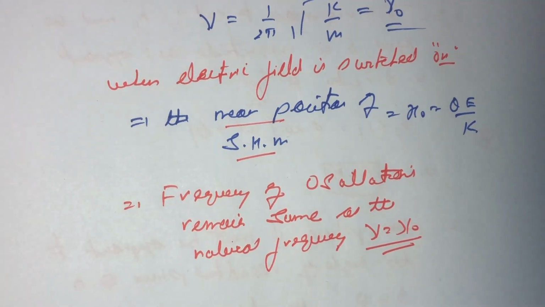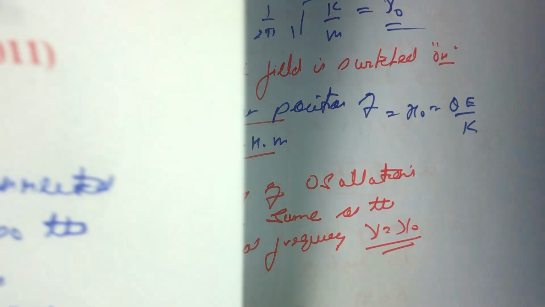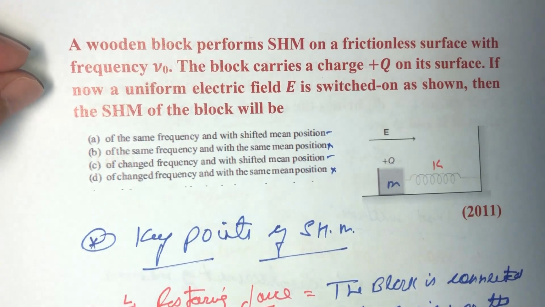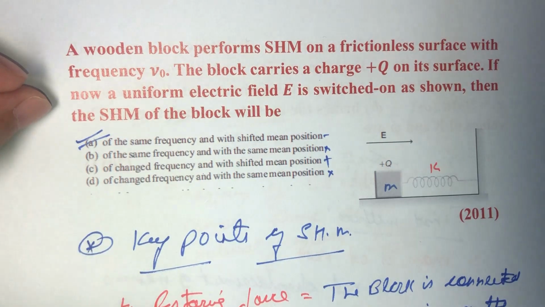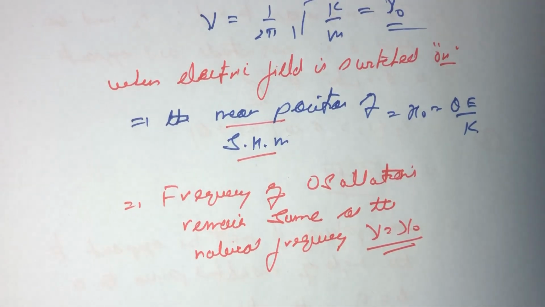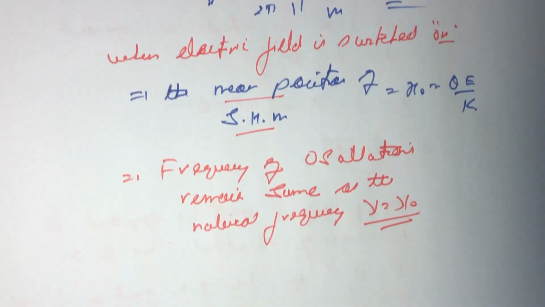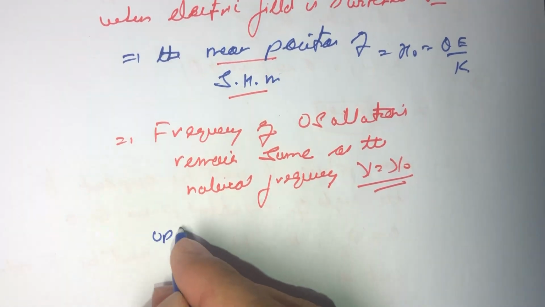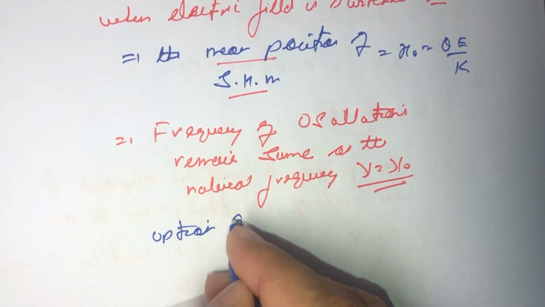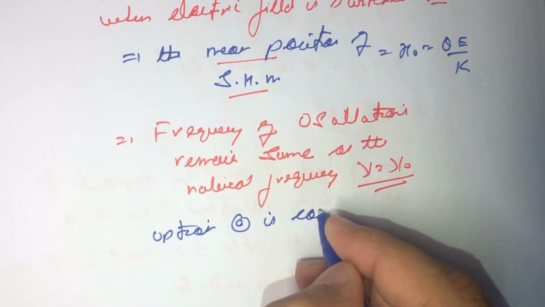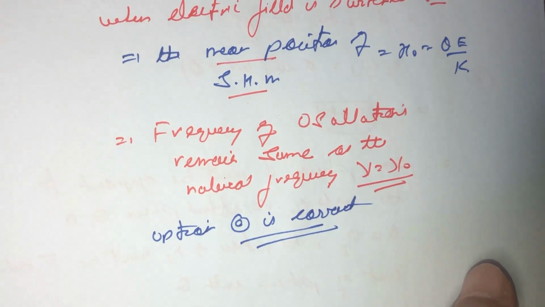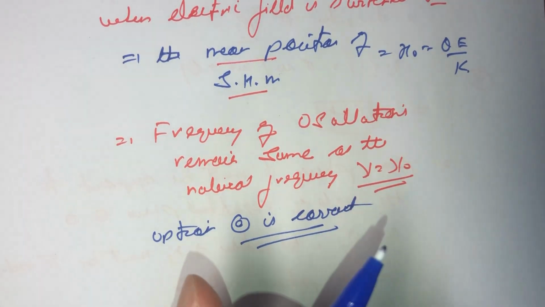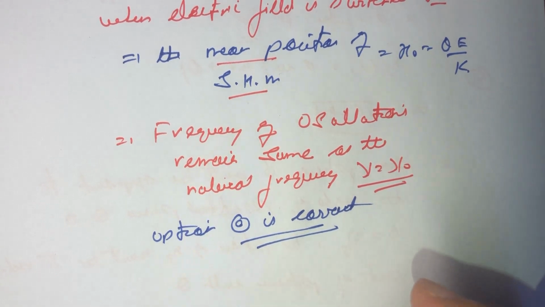So now the frequency is also the same, so we can say option C is not correct. So option A is our correct option. Therefore, option A is correct. So this completes the question. Thank you.